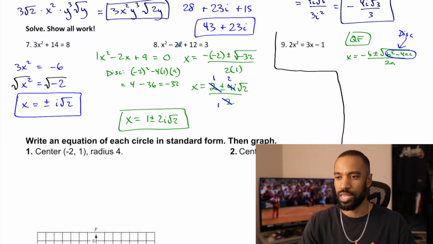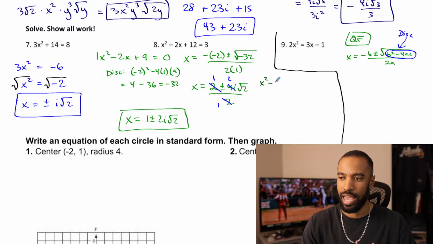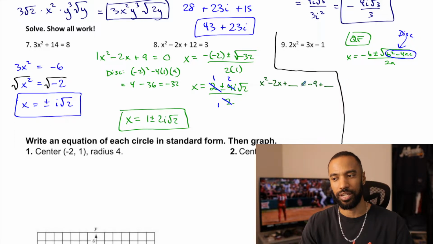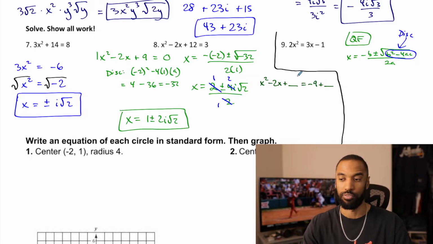So what I'm going to do here is take this exact same thing from before, and I'll subtract 12 from both sides instead. X squared minus 2x, and I'll subtract 12 over to get -9. I'm going to add in a term here that is going to give me a perfect square trinomial. Again, I'm talking a little bit on this as if you've heard it before.